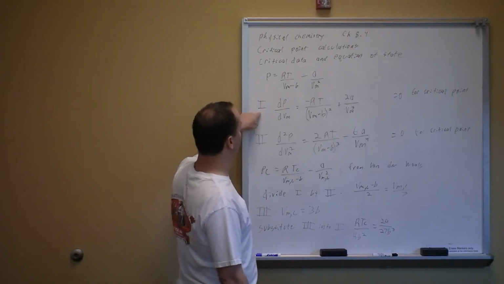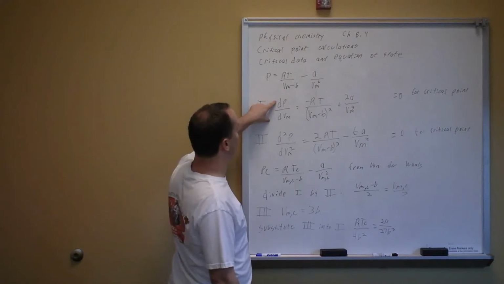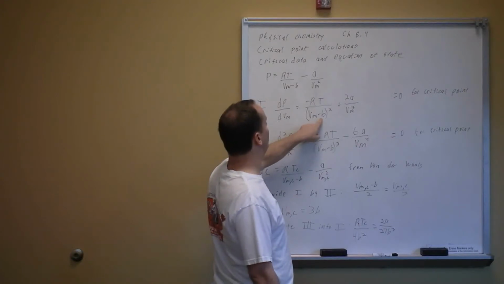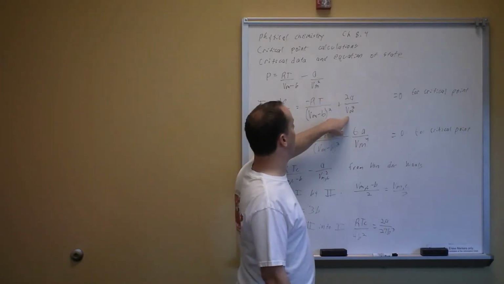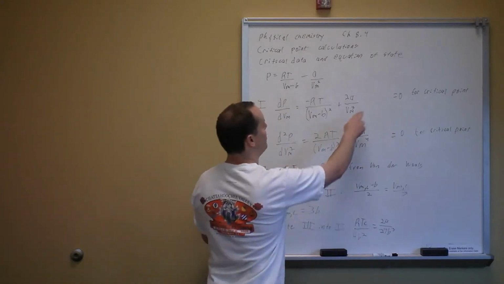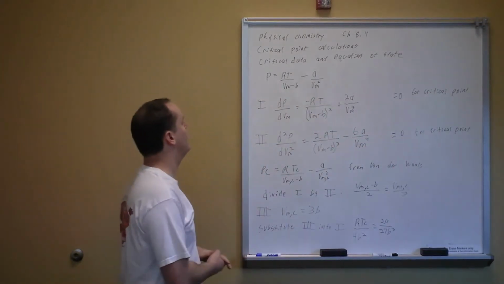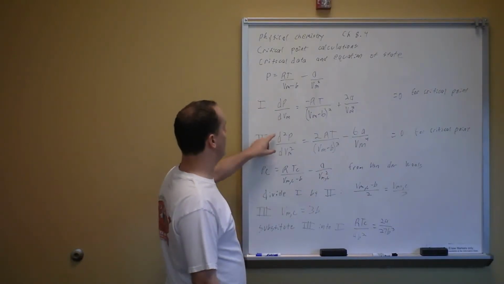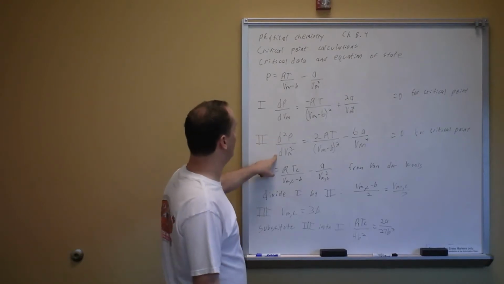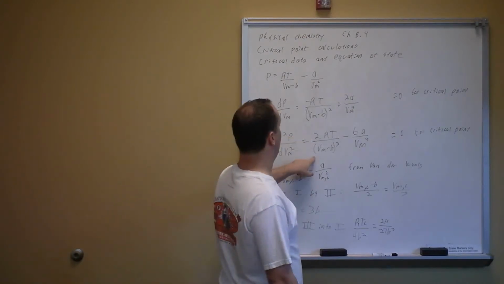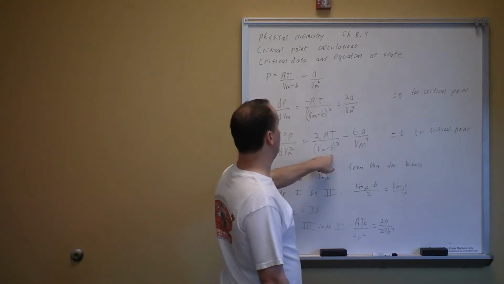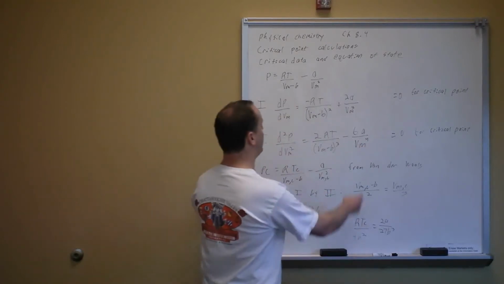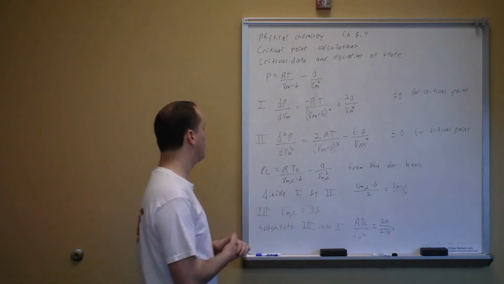Our first equation we had from before is the derivative of pressure with respect to molar volume, which is equal to minus RT over (molar volume minus b) squared plus 2a over molar volume cubed. We set this equal to 0 for our critical point. Likewise, our second equation is the derivative of that. The second derivative of pressure with respect to molar volume is equal to 2RT over (molar volume minus b) cubed minus 6a over molar volume to the 4th power. And again, at our critical point, this is equal to 0.